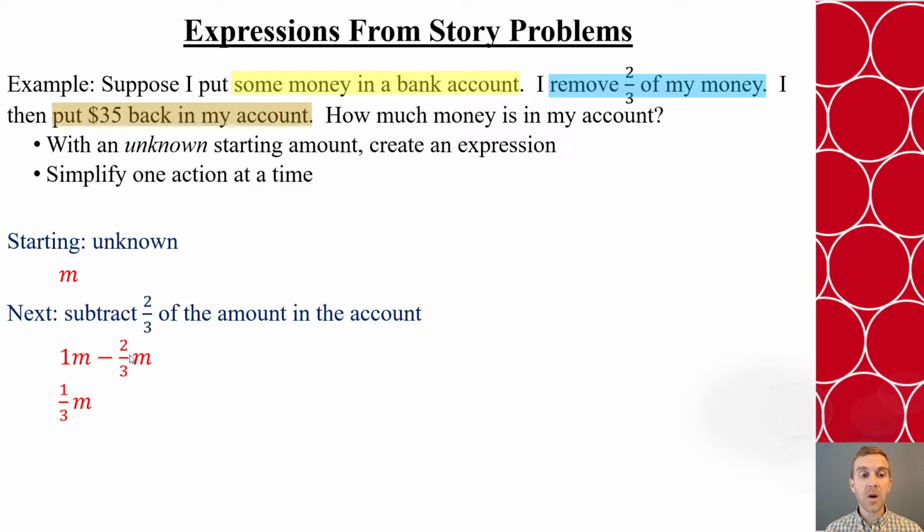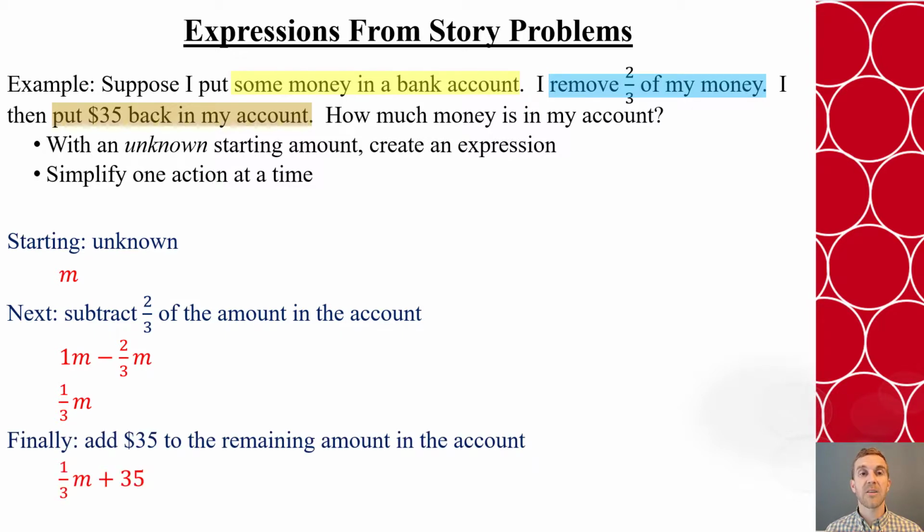Lastly, I put $35 back in my account. So I am adding $35 into the remaining, which will leave me with 1/3 M plus 35. And that's as simple as this expression can get based on the information that I have in this problem.